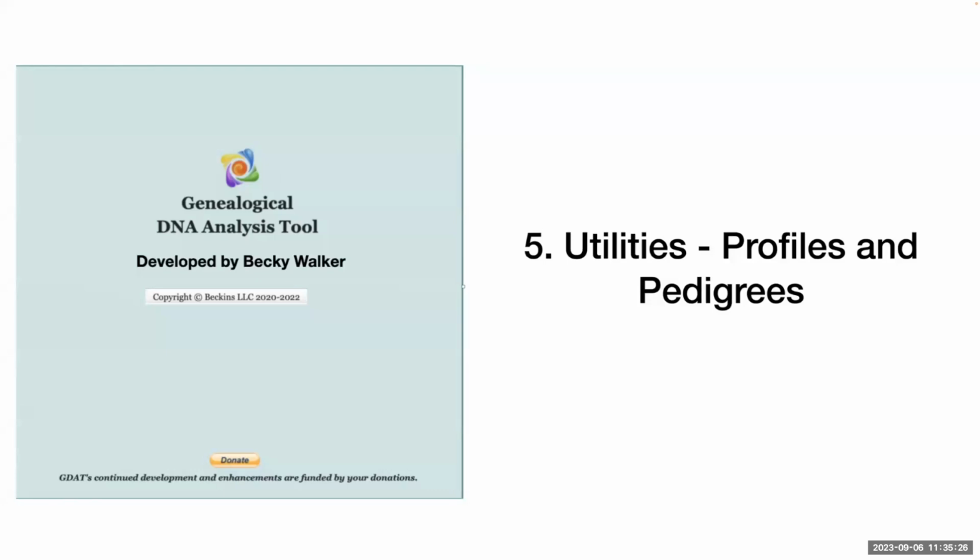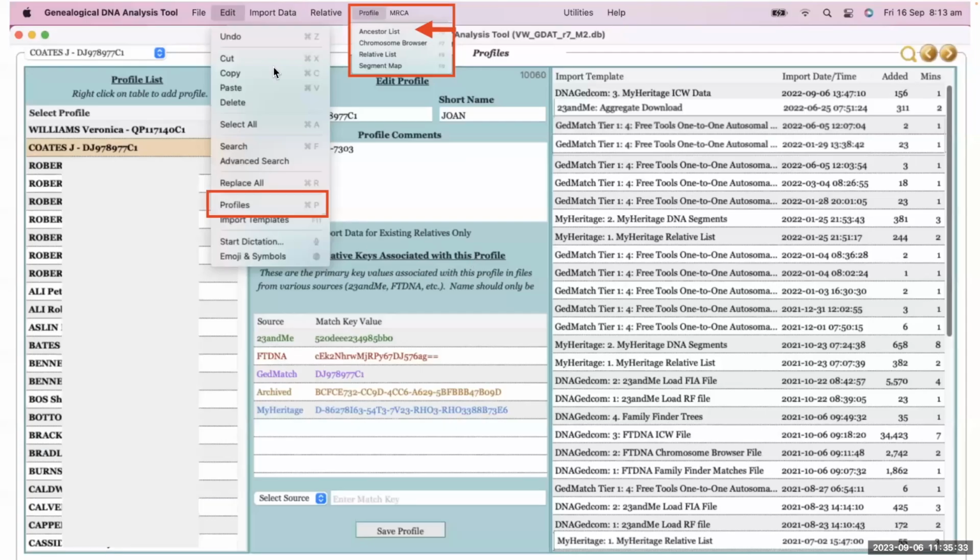I'll move on to utilities, the utilities menu, which is all about profiles and pedigrees. So remember, under the edit function, we had profiles, which is this list of people, so another name for testers. So when you've got your testers in the database, so you've set up some profiles for yourselves and your mother, say, you then want to add in their ancestor list, which is their pedigree, so that you can mark segments to particular ancestor couples, etc.